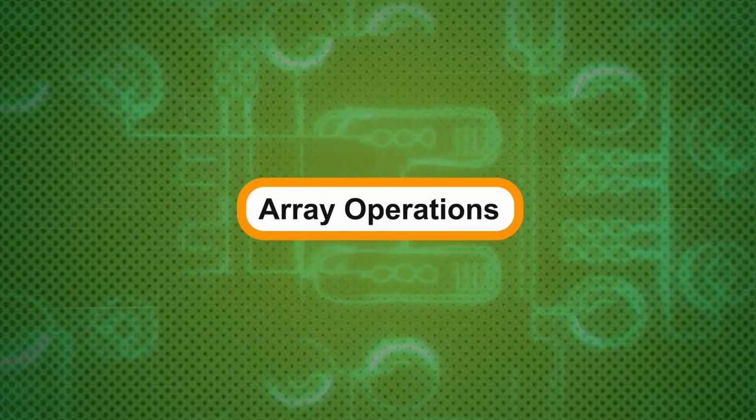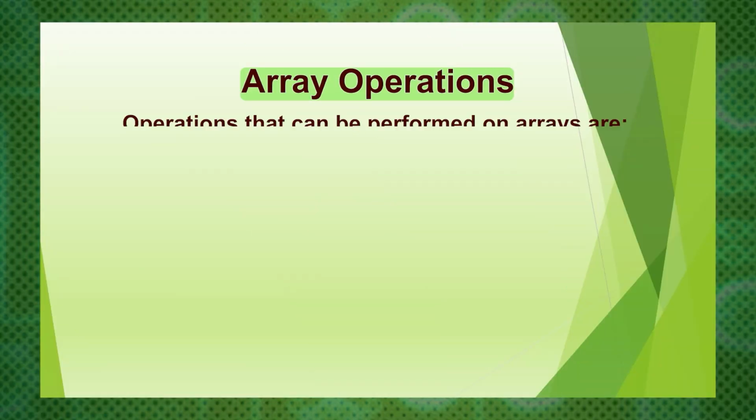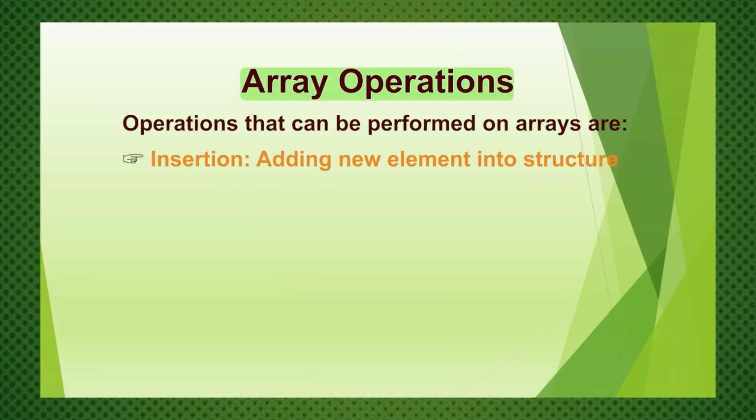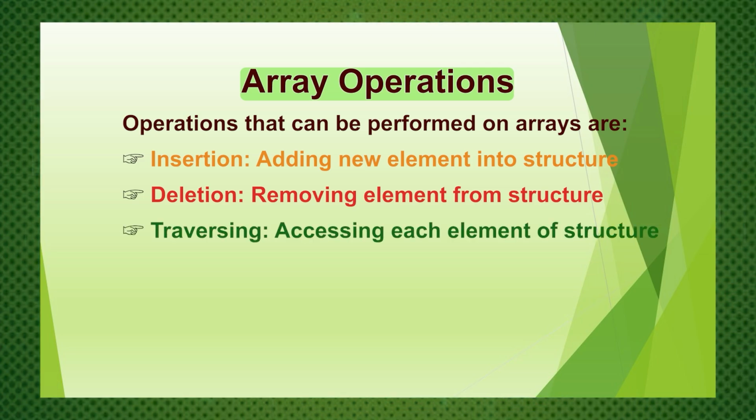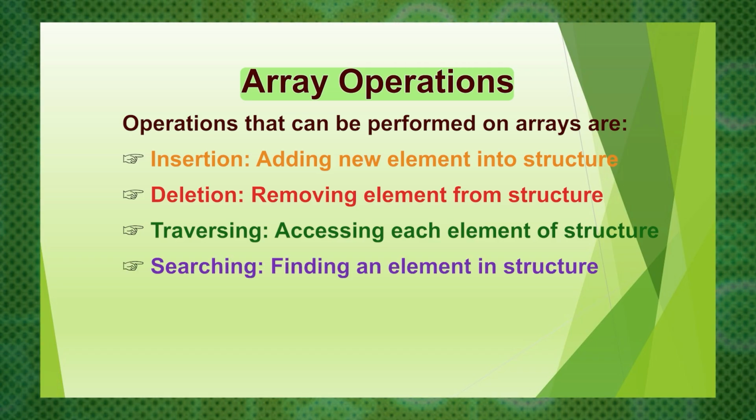Whenever we have been given an array, we can perform different operations on it. For example, whenever we want to add an element into the array, this operation is called the insertion operation. Whenever we want to remove some element from the array, this operation is called the deletion operation. Whenever we want to visit each and every element of the array, this operation is called a traversing operation. Whenever we want to find whether a given search element is present within the array or not, this operation is called a searching operation.